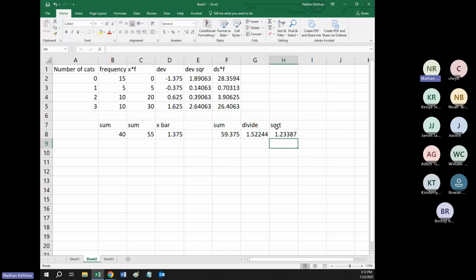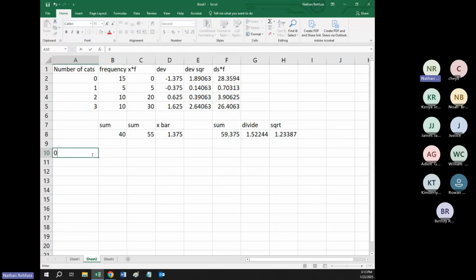Okay, this study had a standard deviation of 1.2 cats. Goodness, what a process that was. I'd like to show you one other way to get the same answer. It's not as high tech. It's not going to be customizable later.